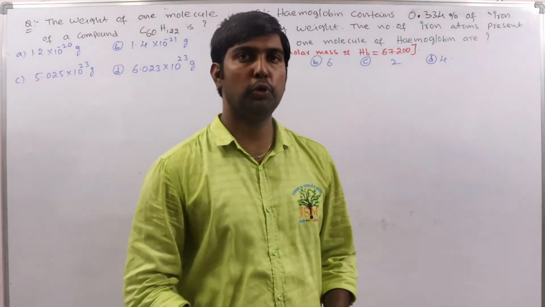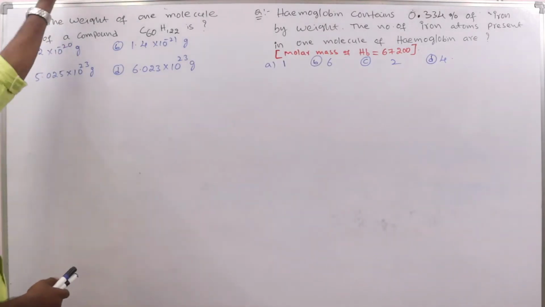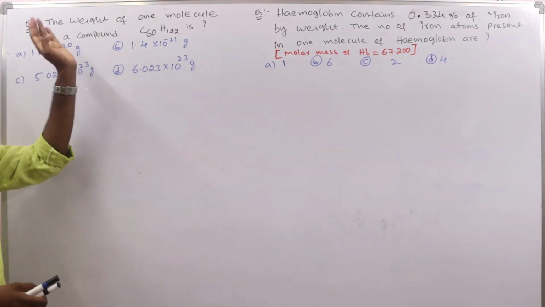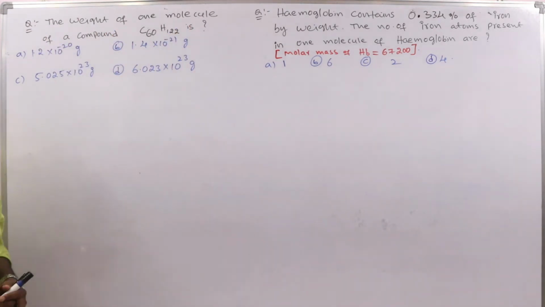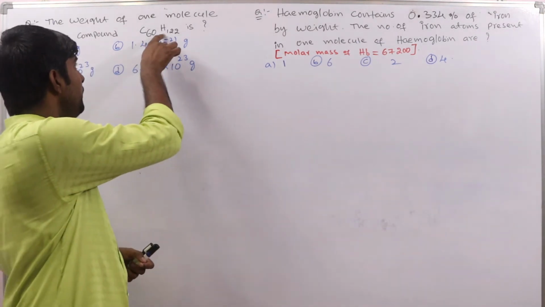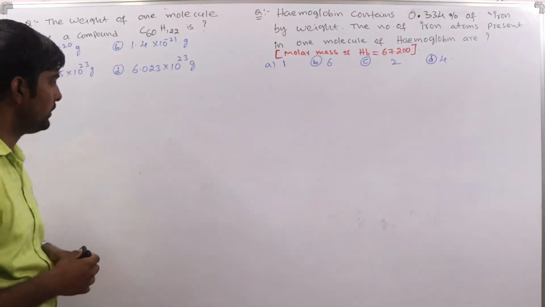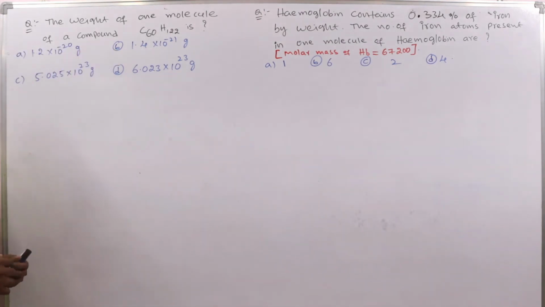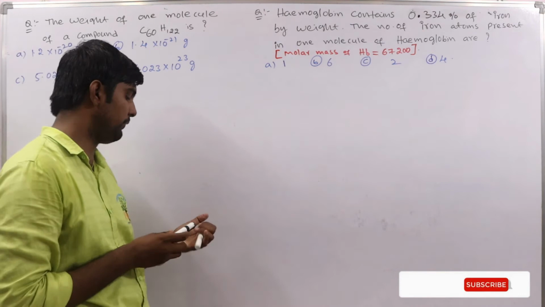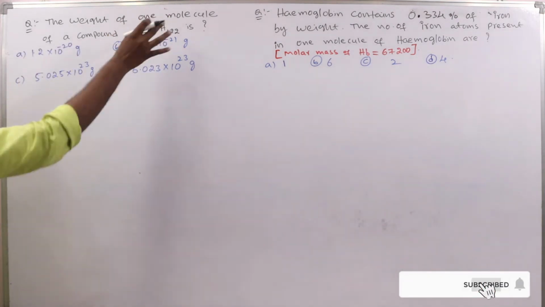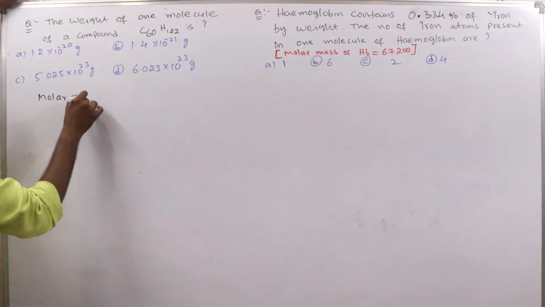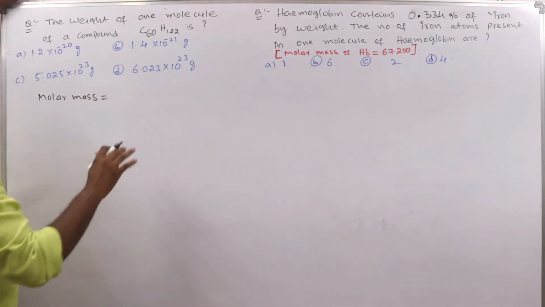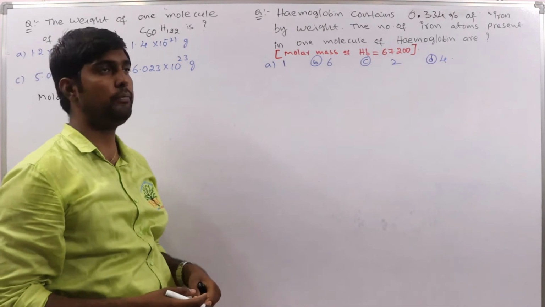Now let us see two more problems. The first one: the weight of one molecule of a compound C60H122 is. Here we have to identify the weight of one molecule of this. How do we solve this type of problem? First of all, we should know the molar mass, or molecular weight, of this one.